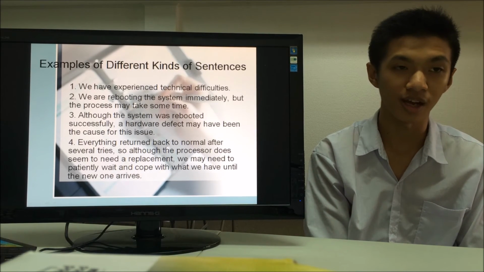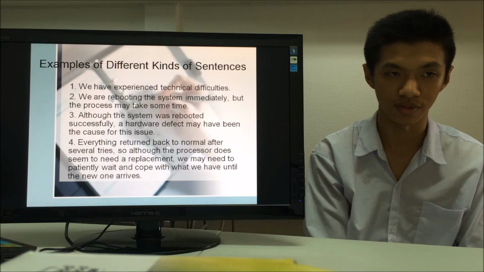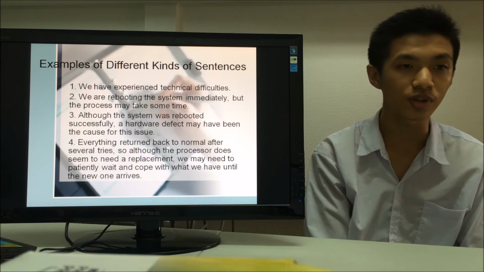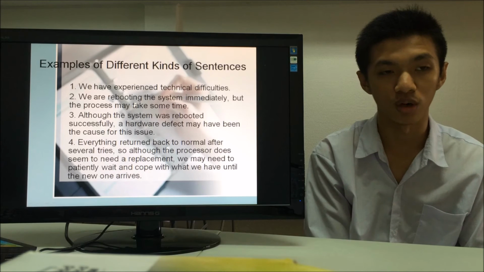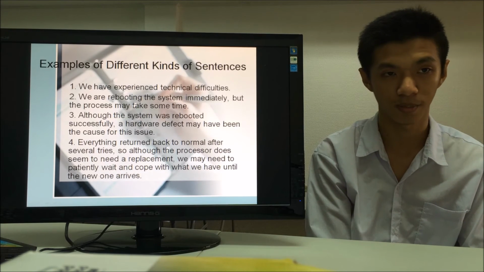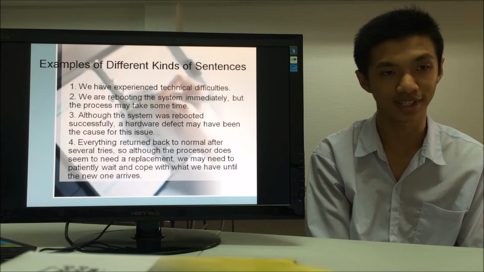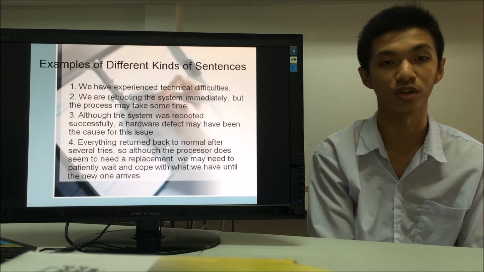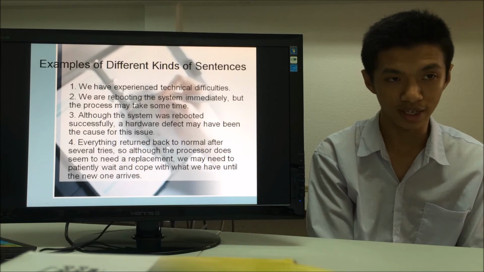Next, we will go on to 4 examples of different kinds of sentences. For the first, it is an example of a simple sentence. We have experienced technical difficulties. There is only one main clause.